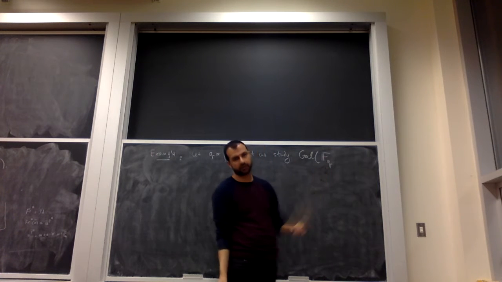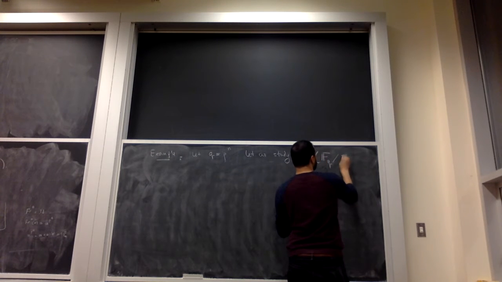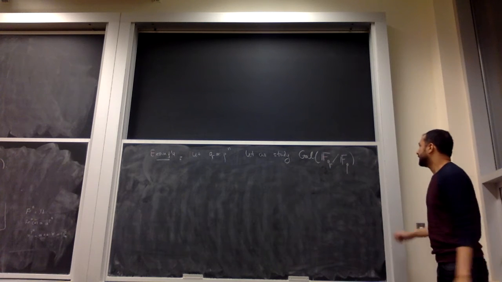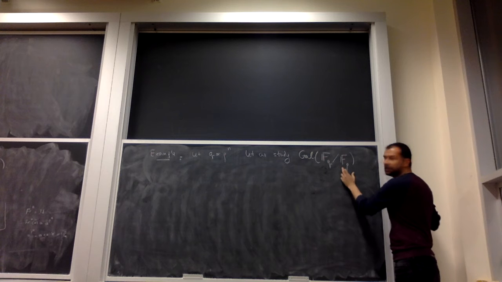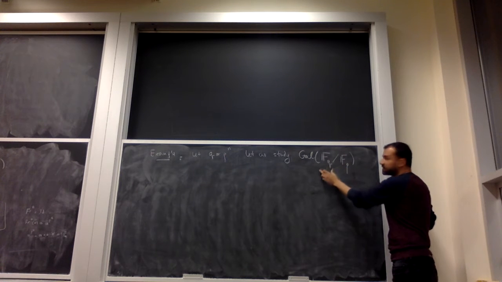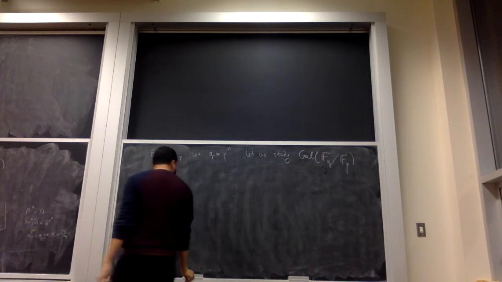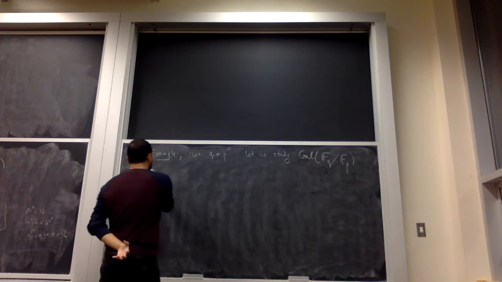This is some field with Q elements. The Galois group of F_Q over F_p. Now any field with Q elements has prime field just F_p, so you may as well just think that F_p is contained in F_Q. We're trying to calculate this Galois group. Now, what is F_Q?